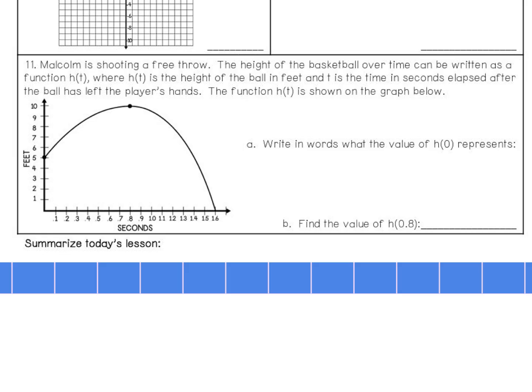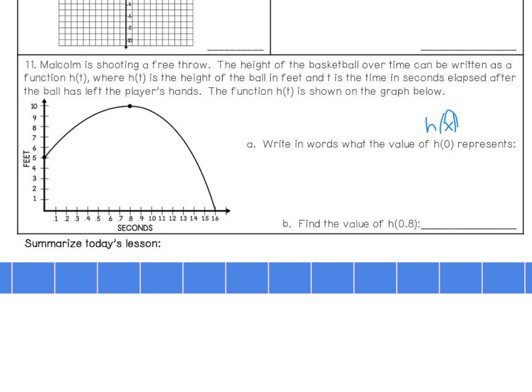Let's look at number 11. Malcolm is shooting a free throw. The height of the basketball over time is written as the function h of t, where h of t is the height of the ball in feet and t is the time in seconds after the ball has left the player's hands. The function h of t is graphed below. Write in words the value of h of 0.